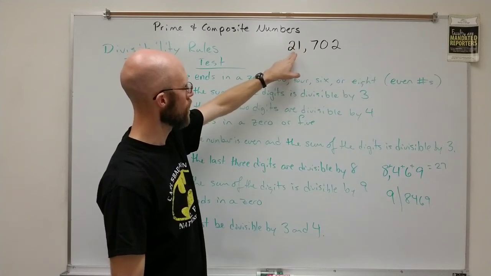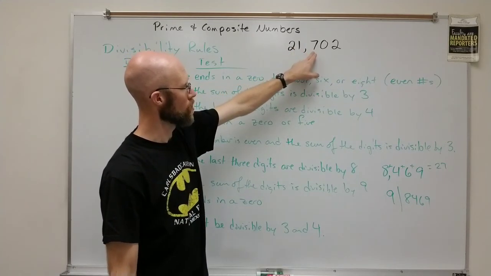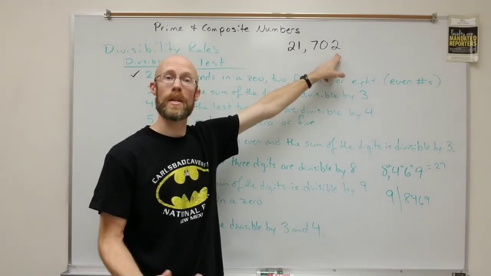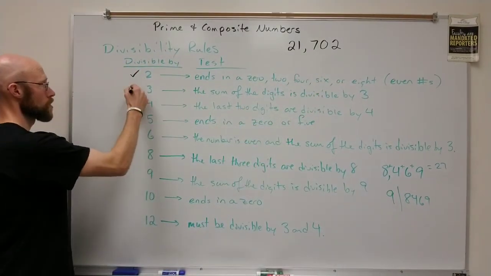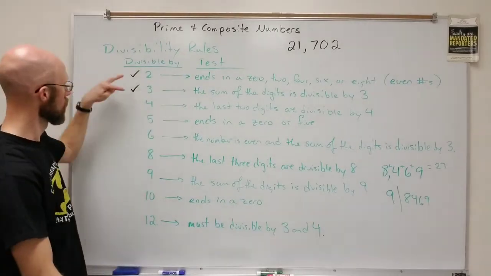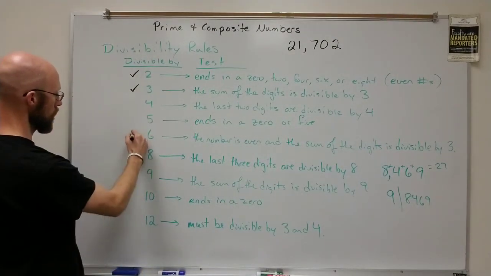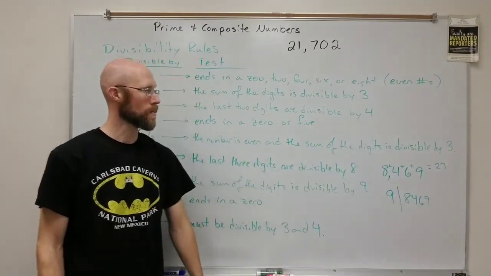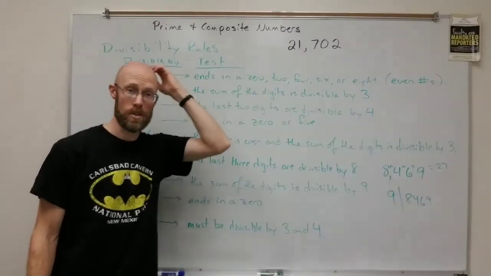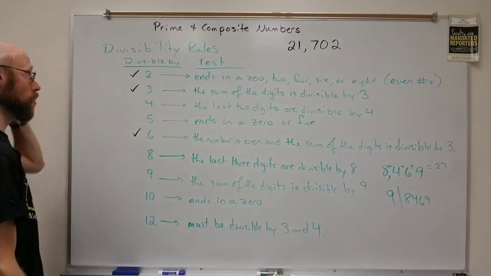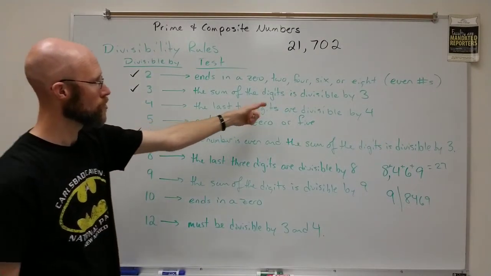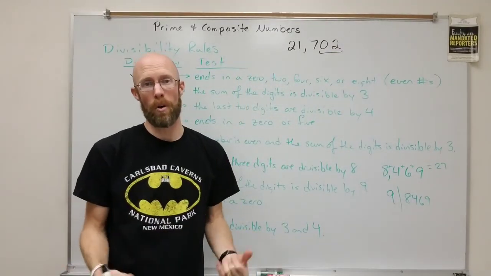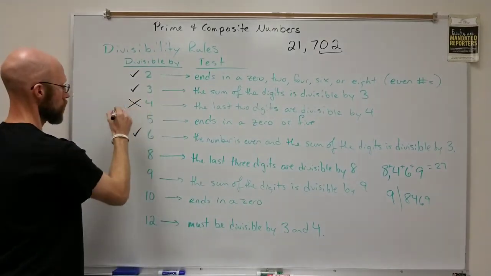Well, let's add them all up. 2 plus 1 is 3, plus 7 is 10, plus 2 is 12. Is 12 divisible by 3? Yes. Then the original number is divisible by 3. 2 and 3 imply then that 6 is also divisible. It's even and the sum of the digits is divisible by 3. Let's try 4. If we go to the last 2 digits, the 0, 2, is 2 divisible by 4? No, unfortunately. So 4 doesn't work.